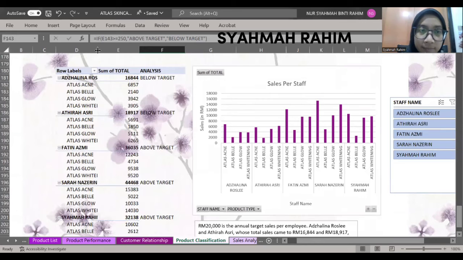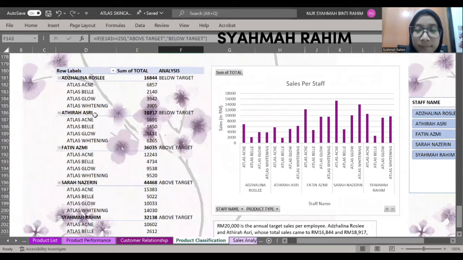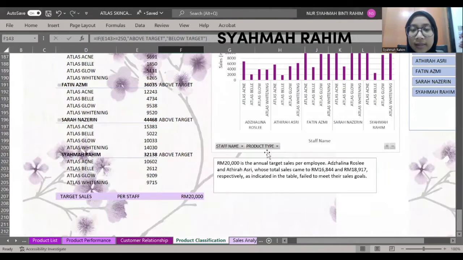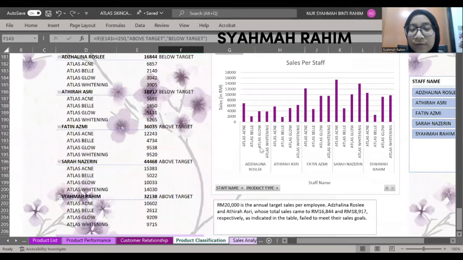We also use a pivot table for the staff name and product type and sum of total. For the analysis, we also use IF to show above target or below target. And 20,000 ringgit is the annual target sales per employee. Okay, each employee has to achieve that.